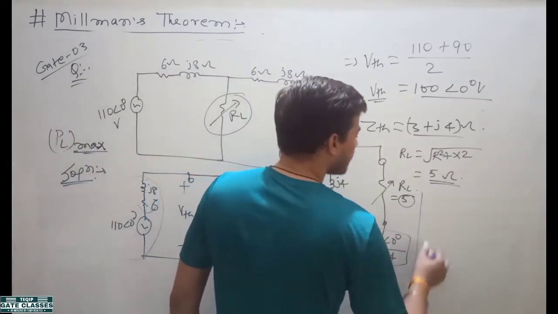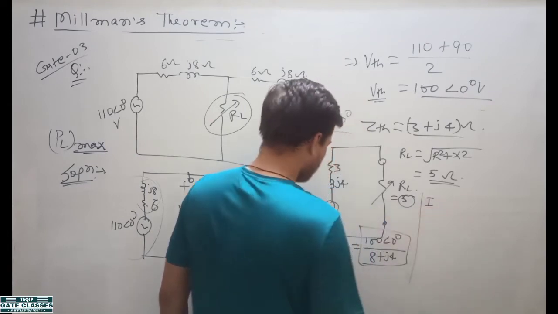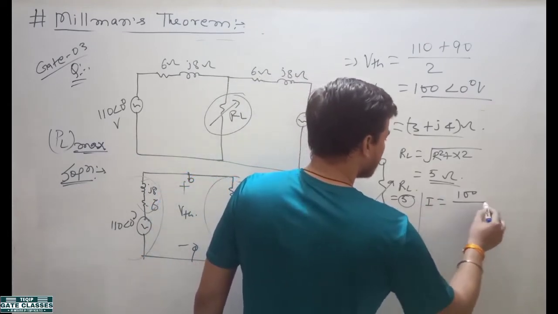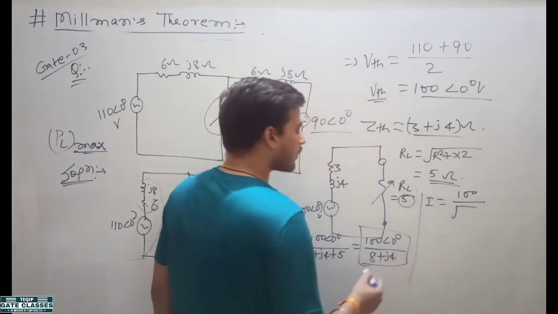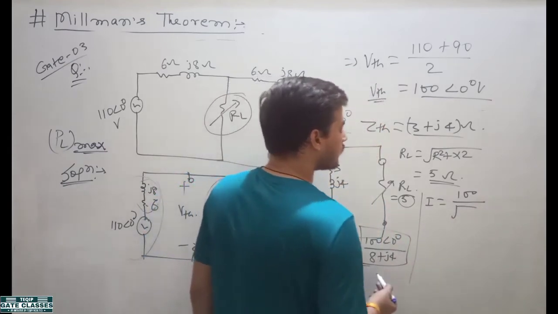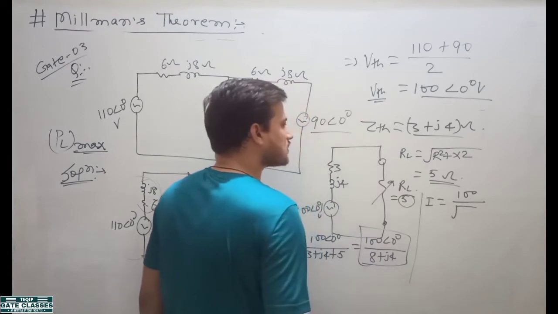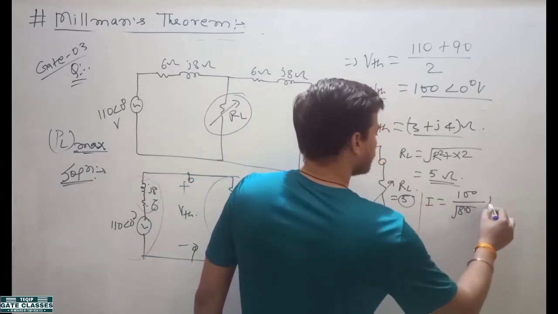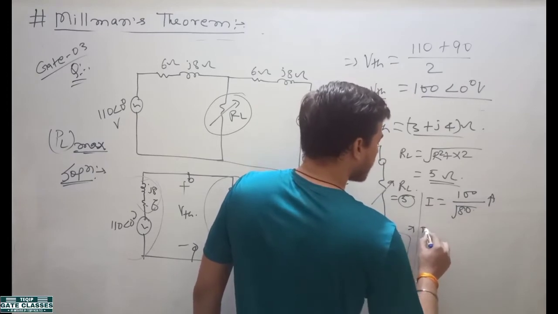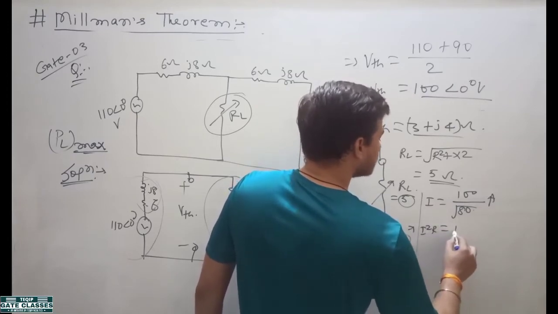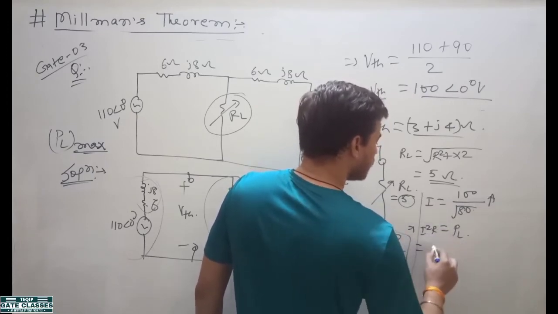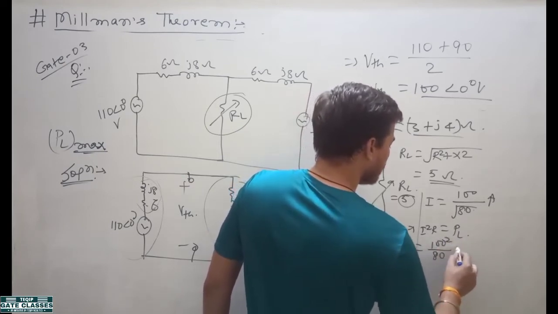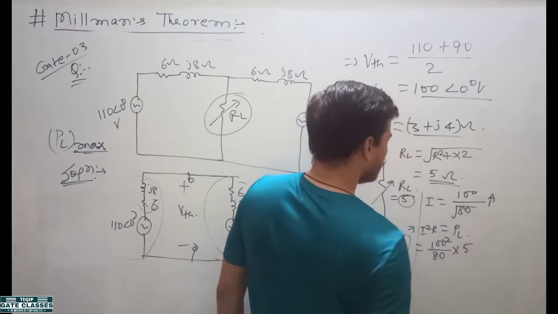So from here if you write the magnitude of current, it will be 100 divided by under root 8 square plus 4 square, 64 plus 16. So here it will be under root 80 ampere. Clear? So if you write I square R, this will be equal to PL. So it will be equal to 100 square divided by 80 into 5 into 5.